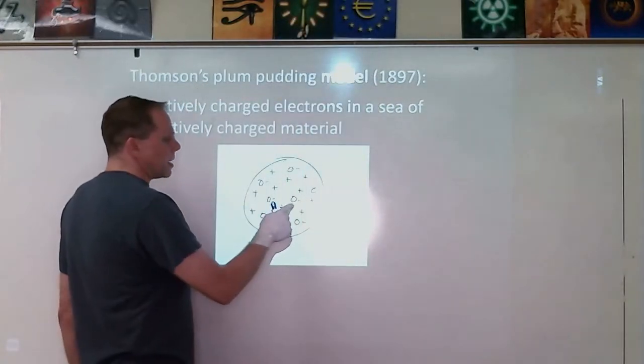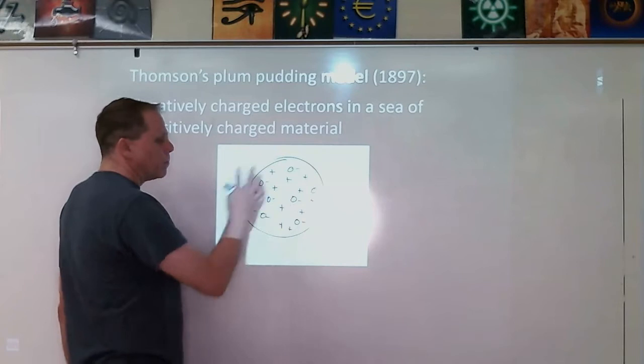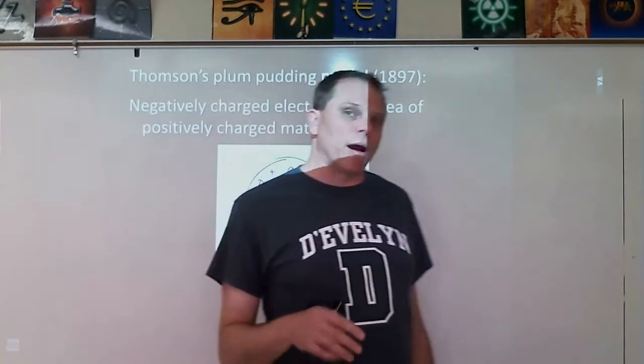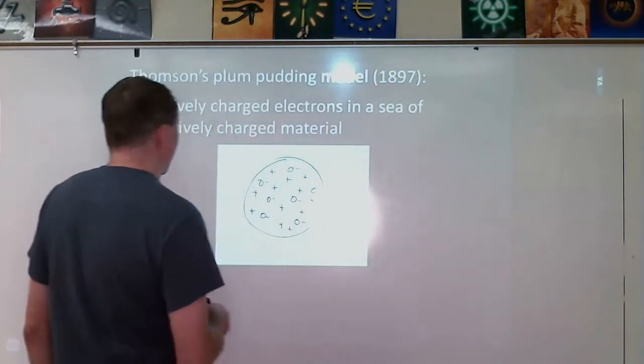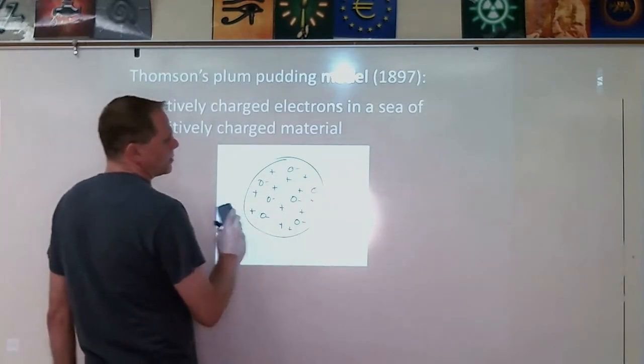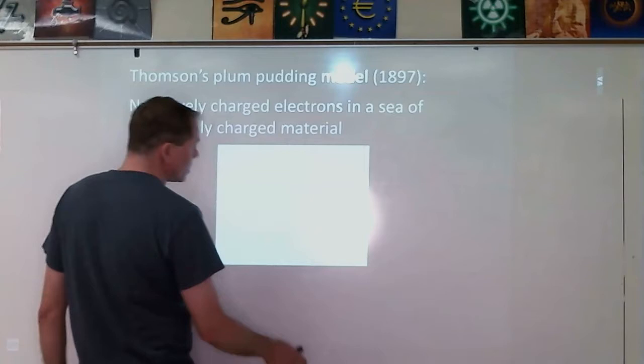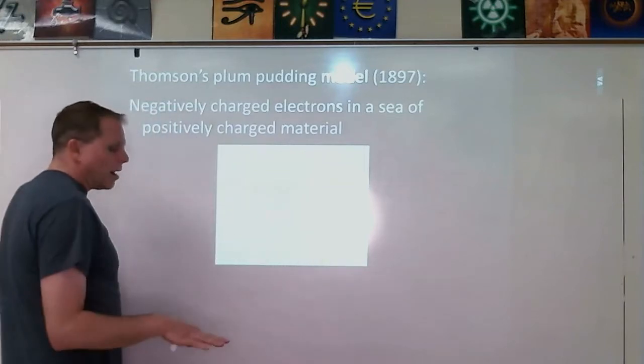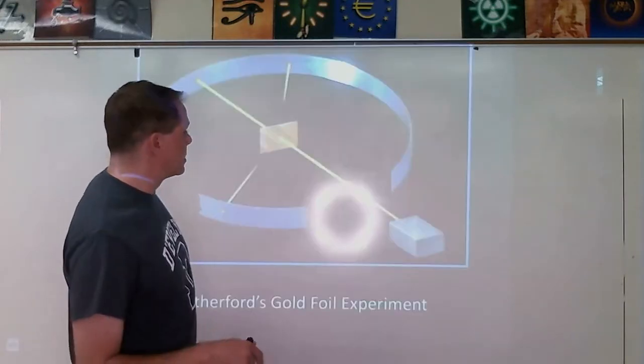He believed that there were negatively charged particles that were embedded in a positively charged goo. All right, that's called the plum pudding model, and that was his sea of electrons, right? Sea of positively charged material, and then the negative electrons were kind of embedded inside that.